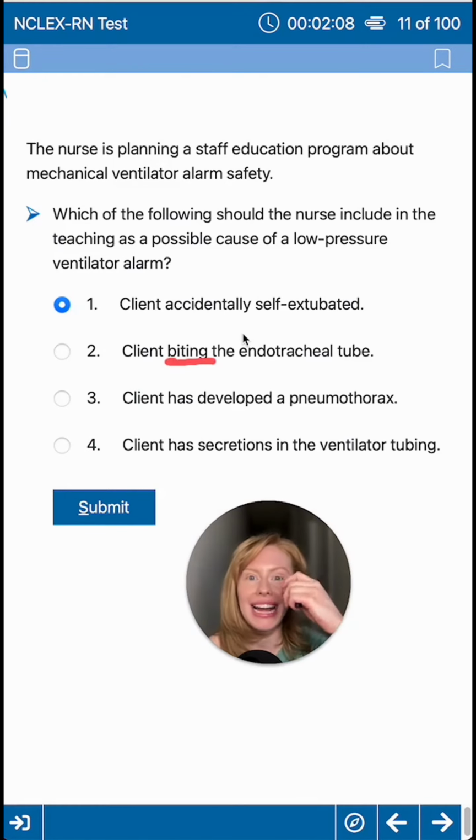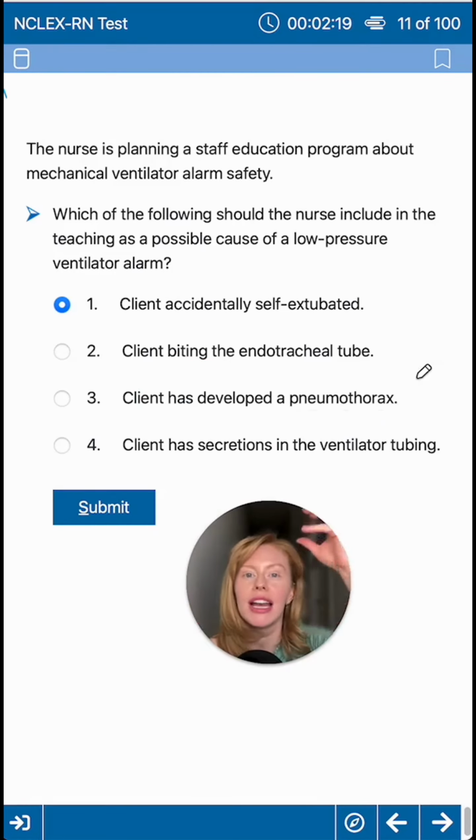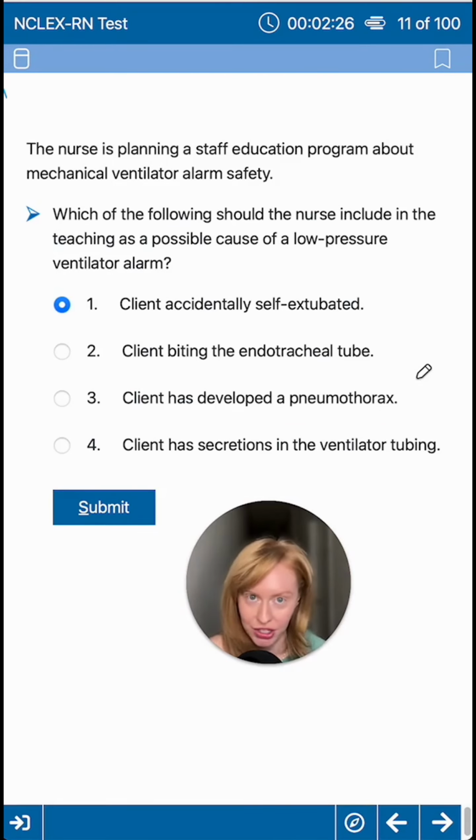Well, if they bite it, that's going to narrow the path for the air to travel through and cause a high pressure alarm. Then if they develop a pneumothorax, well, remember, in a pneumothorax, the lung kind of ruptures in one spot and air builds up and pressure builds up in one side of the lung cavity. So that would also cause a high pressure alarm.